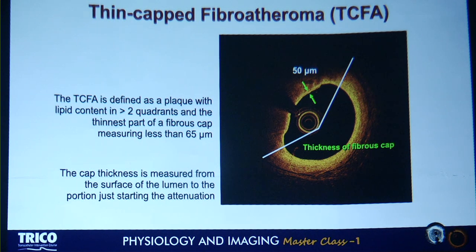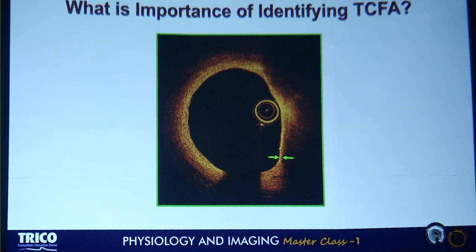This definition is also changing, because I am involved as a primary investigator in the CONNECT intervention trial, where Elvin Kedhi and others, even Professor Akasaka, is one of the major investigators in that trial. They have defined the upper limit as 75 and not 65, because 65 is based on the postmortem study. Before postmortem, the patient is alive and it has to be a little thicker. So that probably is the reason.